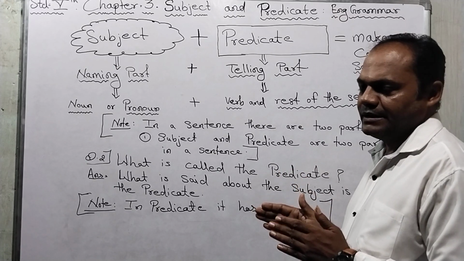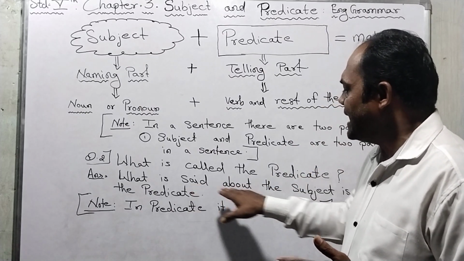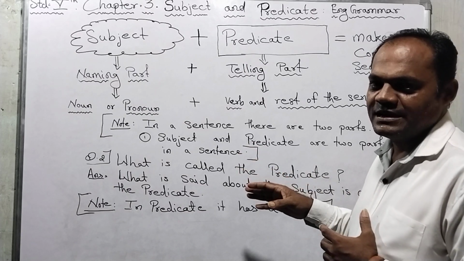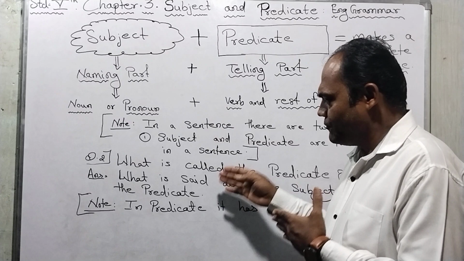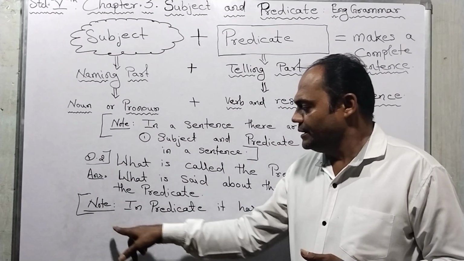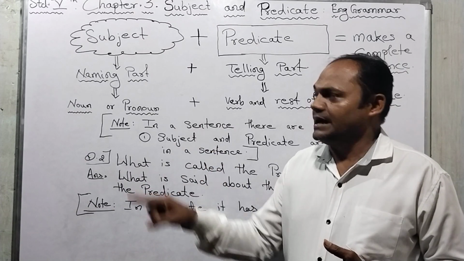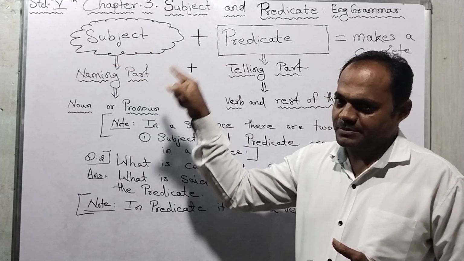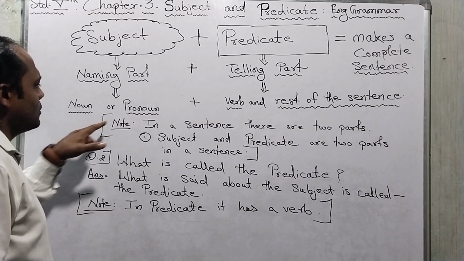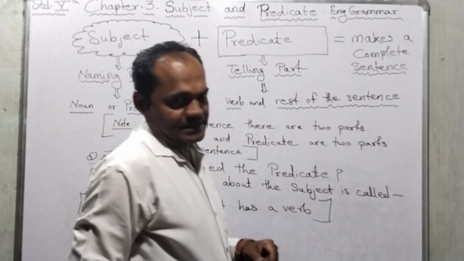That means in the predicate part, after the subject, the predicate is saying something about the subject. That means the subject is doing some actions or activities which is informing about the subject. So what is said about the subject is called the predicate. And most important note, in the predicate part it has a verb. That means before the verb there must be a subject, and in the subject there will be a naming part, that means noun or pronoun. Got it? Very good. And in the predicate part, verb and rest of the sentence.